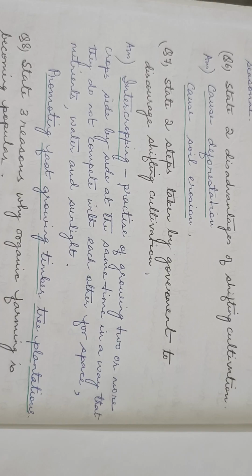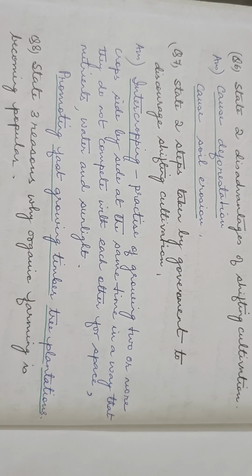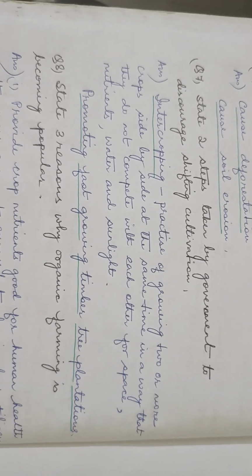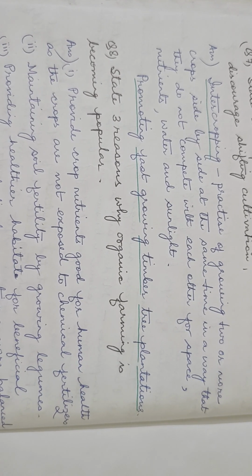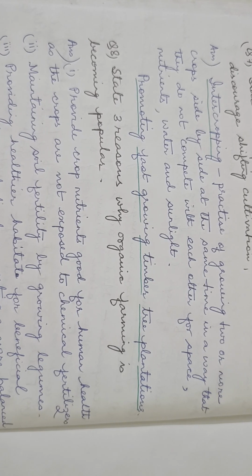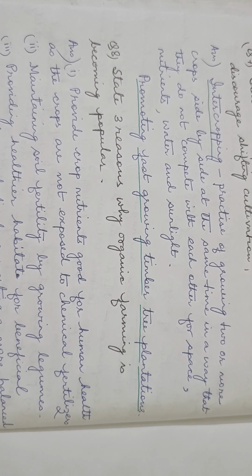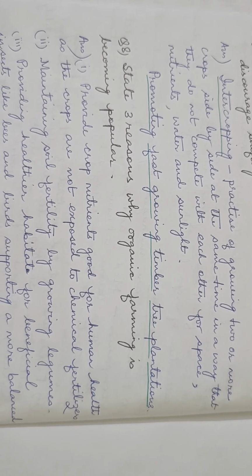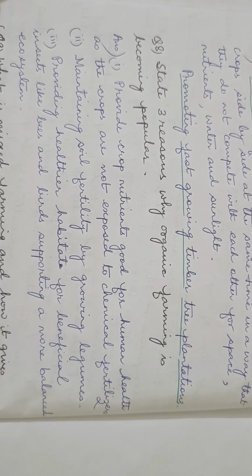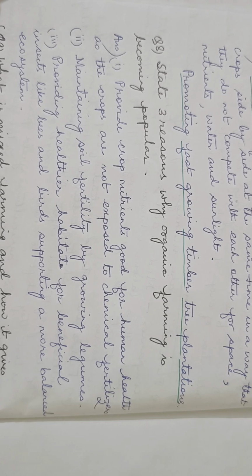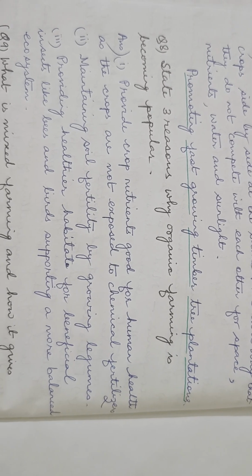Next question. Give three reasons why organic farming is becoming popular. First, it provides crop nutrients good for human health as the crops are not exposed to chemical fertilizers. Second, maintaining soil fertility by growing legumes. Third, providing a healthier habitat for beneficial insects like bees and birds, supporting a more balanced ecosystem.